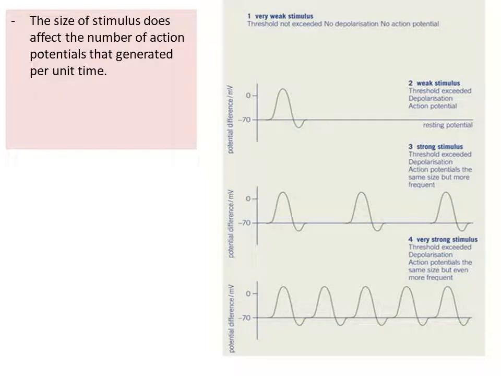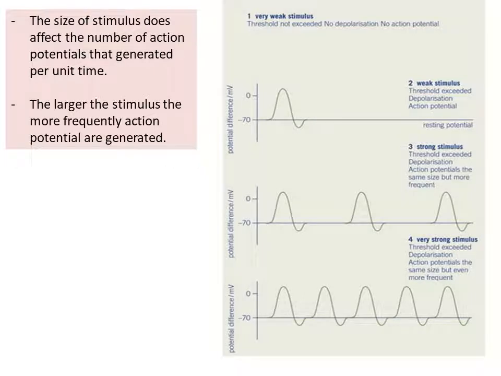The size of the action potential isn't changed, but the number of stimuli is. So we've got at the top there a weak stimulus, and you can only see we've got one action potential. And then as you go down towards the bottom, we've got a very strong stimulus with lots of action potentials. So the larger the stimulus, the more frequently the action potentials are generated. And that allows the body to have a maximum number of stimuli that it can receive as well. And also the other thing that is beneficial for this is because we have a same size action potential every time, this all or nothing idea means that if you only have a very, very fine stimulus, it might not be enough to actually generate an action potential at all.